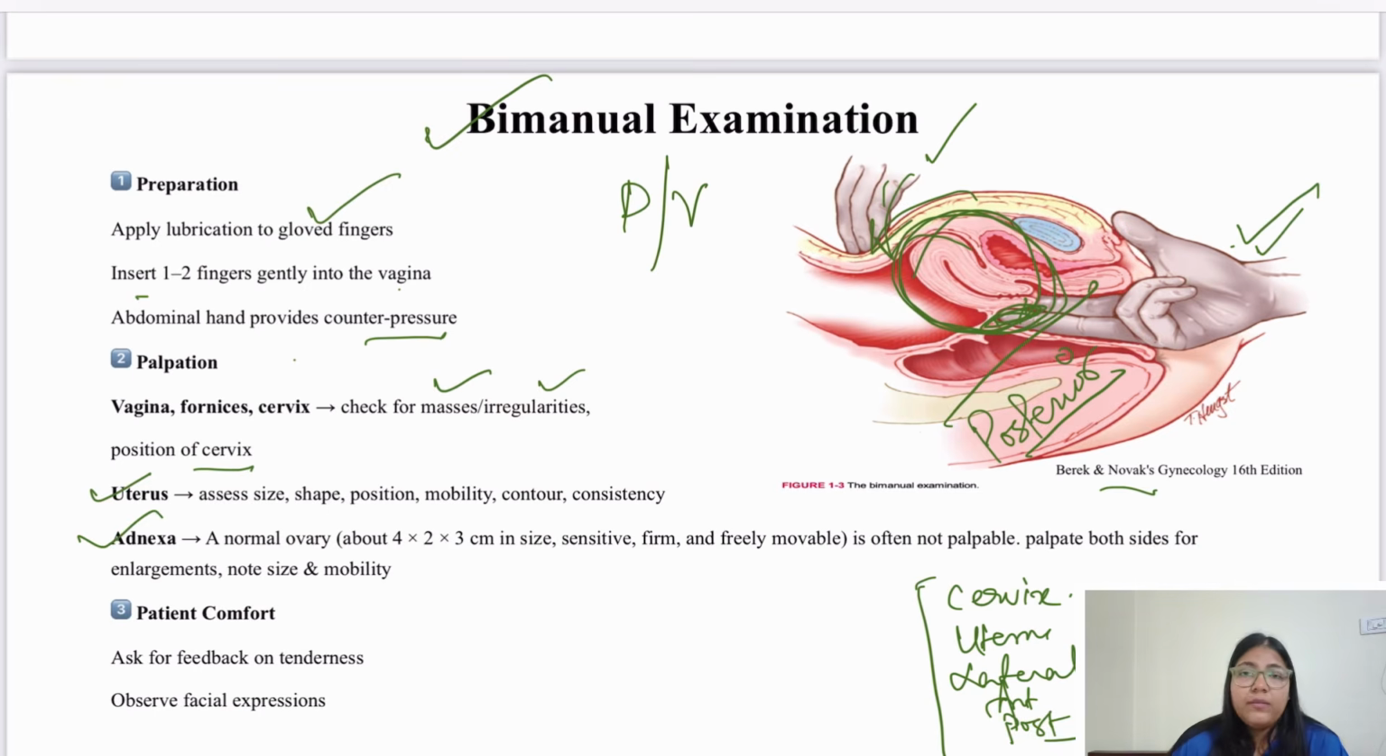In adnexa, in normal cases, the ovary is not palpable, but if you are able to palpate something in your lateral fornices, it means there is something abnormal, the mass is not normal. Okay, so you also palpate on both sides for any enlargement, and if any mass is present, similarly look for the size, surface, mobility, tenderness, all those. And how do you look for tenderness? Obviously you look at the facial expression of the patient.